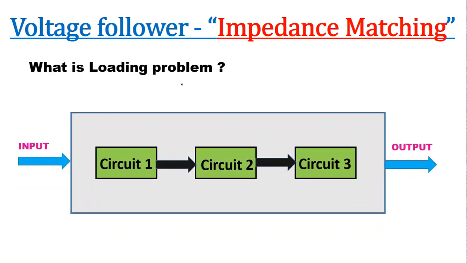Here I have taken one circuit, which consists of three sub-circuits: circuit number 1, circuit number 2 and circuit number 3. Let us assume that we have to transfer the voltage from circuit number 1 to circuit number 2 and from circuit number 2 to circuit number 3. In that case, there should not be any voltage loss at the interface. If there is a voltage loss at the interface, then that type of problem is called the loading problem. Now let us see the loading problem and how to eliminate it with two examples.